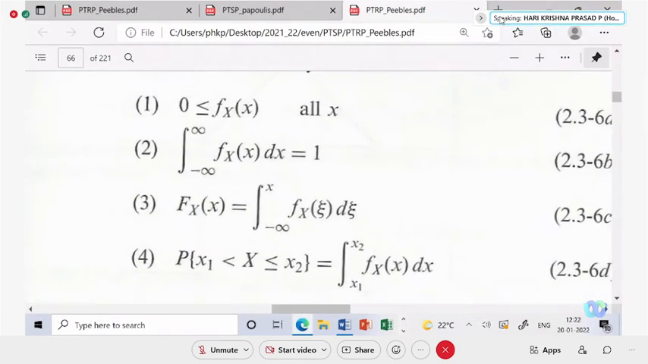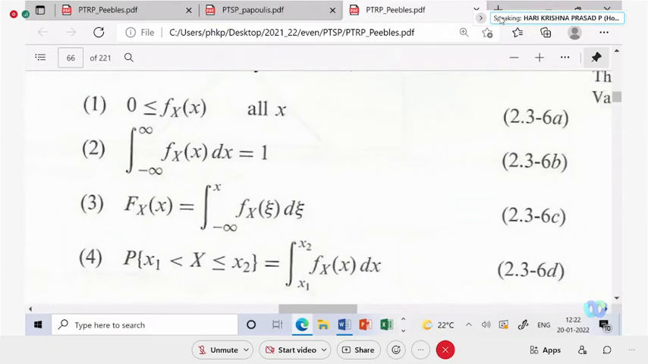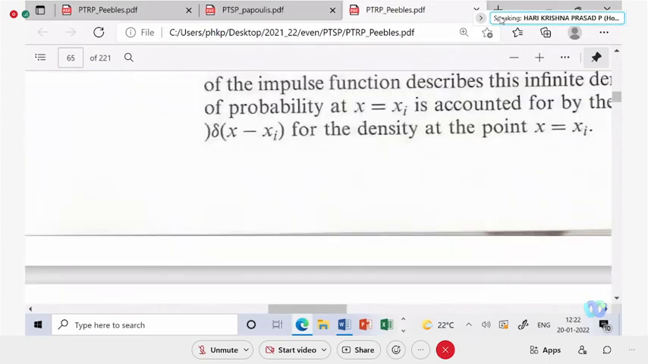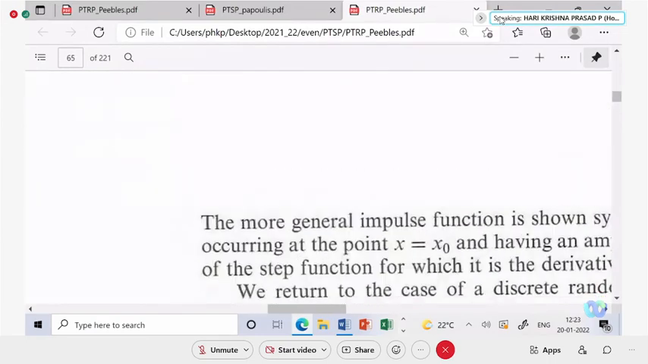What does the first property say? The density function is greater than or equal to 0. It is always a positive value. And the area under the density function is 1. How do we get the area under the density function? Write down the mathematical expression for the density function and integrate with reference to x. That should be 1. In the example we discussed in the previous case, the density function is in the form of a rectangular pulse.